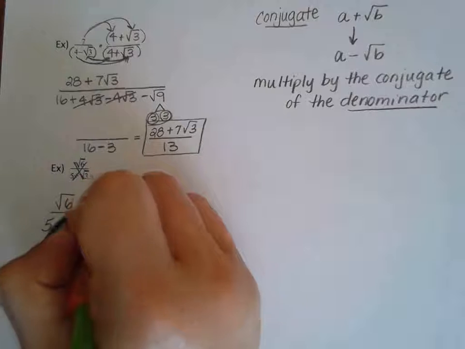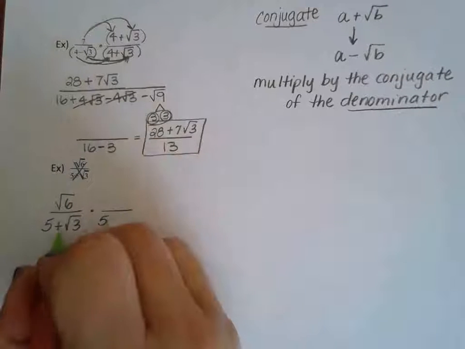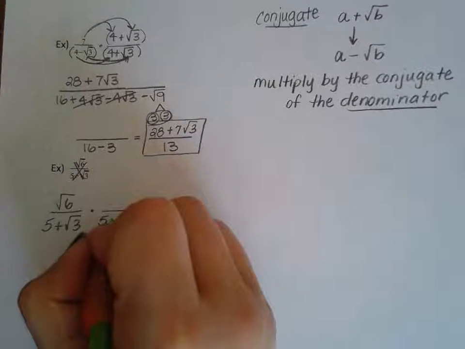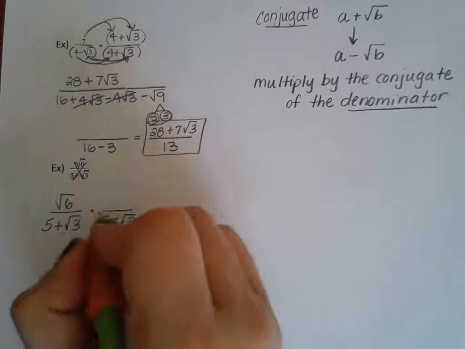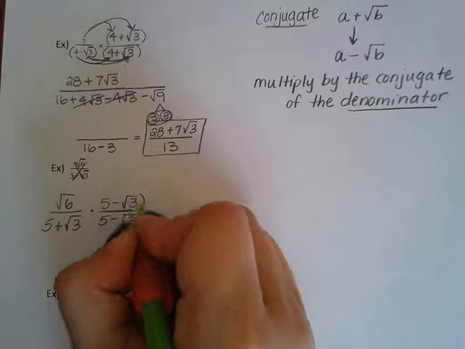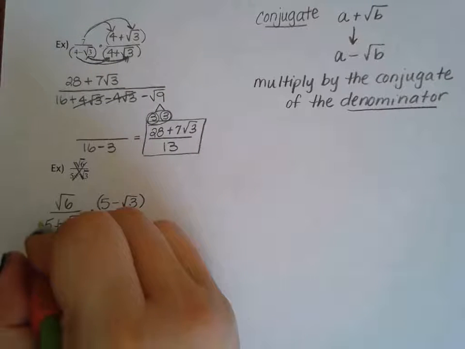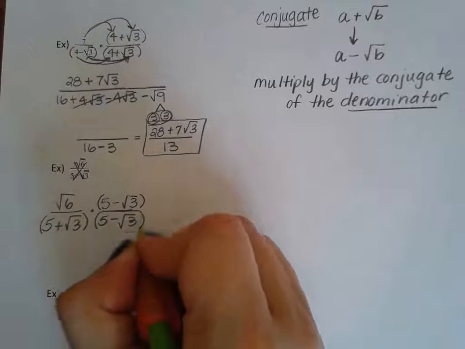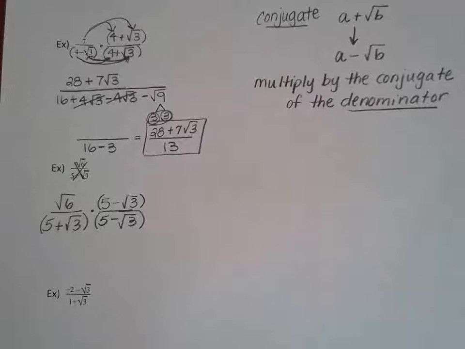So the conjugate would be 5, got to do the opposite of this sign, so minus root 3. We're going to do it on the bottom and on the top. I'm going to put parentheses around this. Okay, so now we're going to multiply across the top and multiply across the bottom.